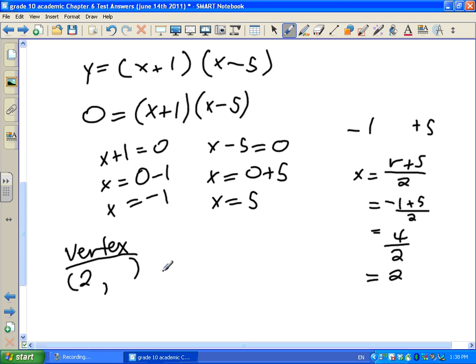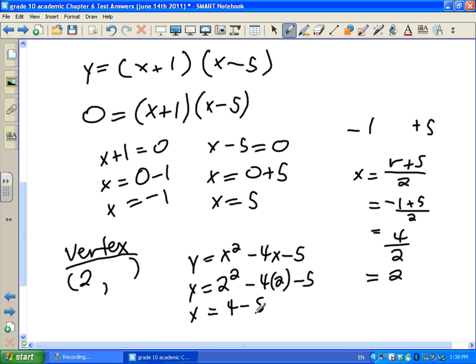Okay? To find y, I need to take that number 2 and plug it in either to our factored form or our standard form. We're going to do the standard form. 2 squared times 2 minus 5. That's a y, not an x. So y is equal to 2 squared minus 4 times 2 minus 5. 2 squared is 4. 4 times 2 is 8. So y is equal to 4 minus 8 minus 5 equals negative 9. So the y coordinate of the vertex is negative 9.